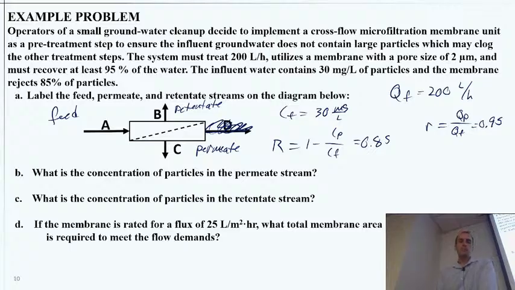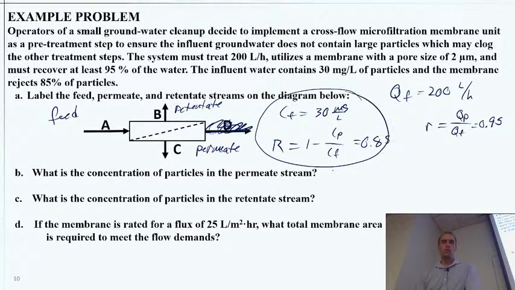Okay. Then part B, what is the concentration of the particles in the permeate stream? We kind of recognize that we have some relationship here. We can take these two parameters to solve for that, those two facts or relationships.